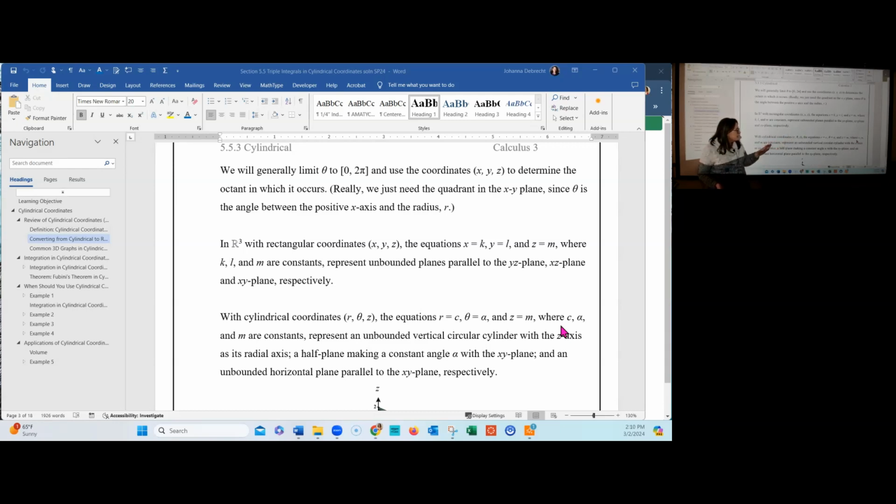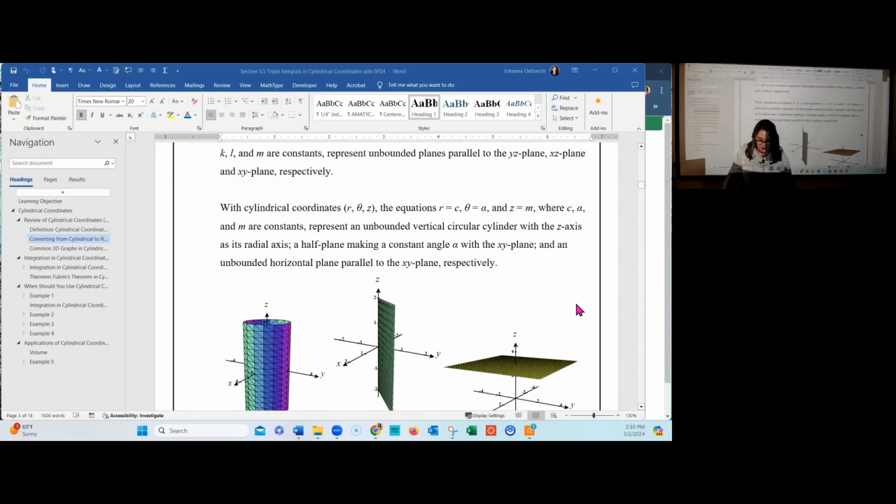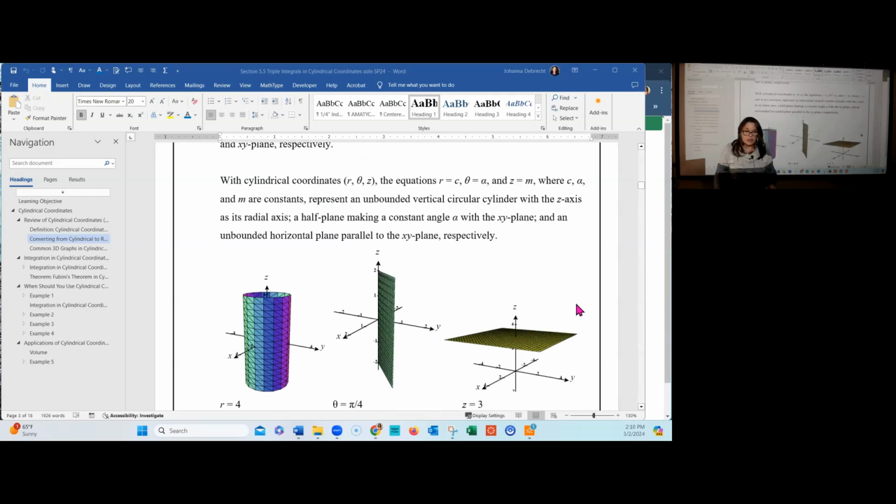When we're in these cylindrical coordinates, the equation r equals c basically gives us a circular cylinder, which you can see here, which is going to be symmetric about the z-axis. The equation theta equal to some angle alpha gives us a half plane extending in that direction. And the equation z equal to a constant is still a horizontal plane parallel to the xy plane, but at location z equal to the constant.